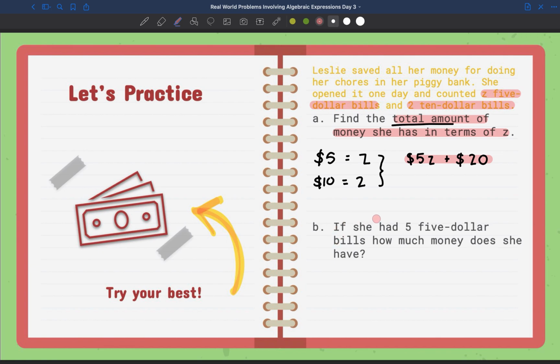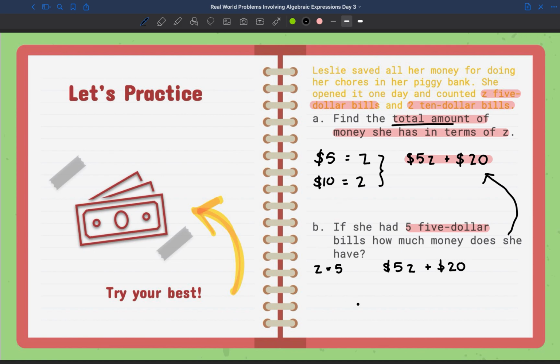Looking at part B, it says if she had 5 $5 bills, how much money did she have in total? So now we know the value of our variable, z equals 5. And our original algebraic expression to figure out how much money she had, we created right here, was $5 times z plus $20. You can go ahead and stop the video and try answering part B on your own, and we'll come back together and see if we have the same answer.